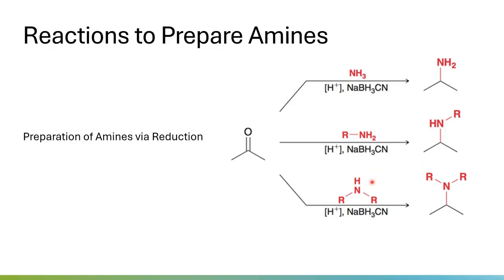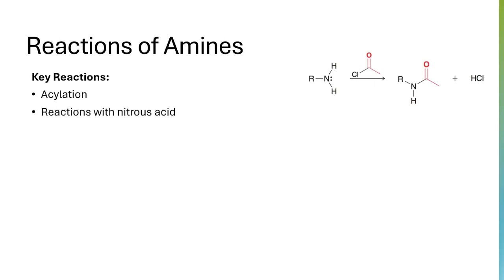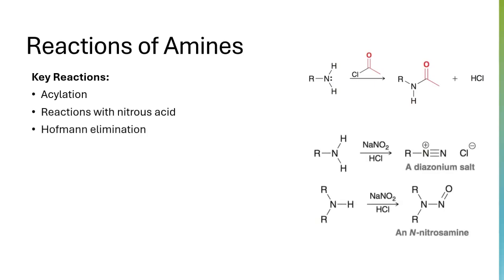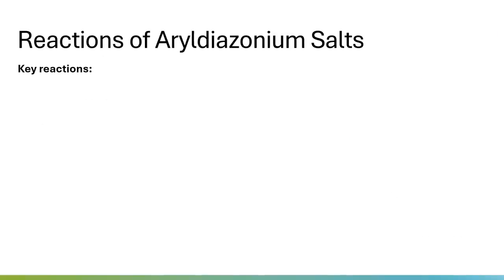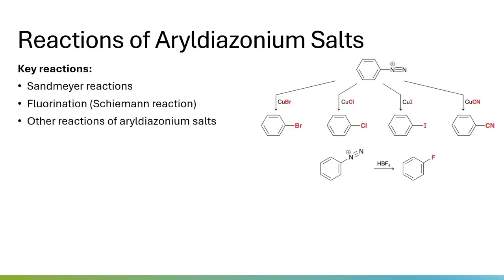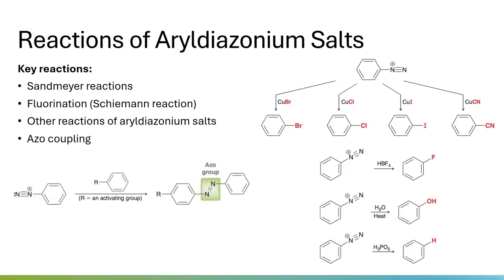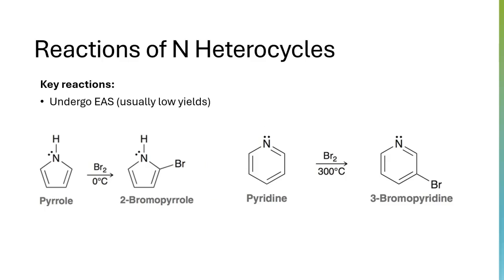Reactions of amines, key reactions: acylation, reactions with nitrous acid, Hofmann elimination, reactions of aryl diazonium salts. The key reactions: Sandmeyer reactions, fluorination, which is a Schiemann reaction, other reactions of aryl diazonium salts, azo coupling. Reactions of N-heterocycles: the key reaction is that they undergo EAS, but usually with low yields.